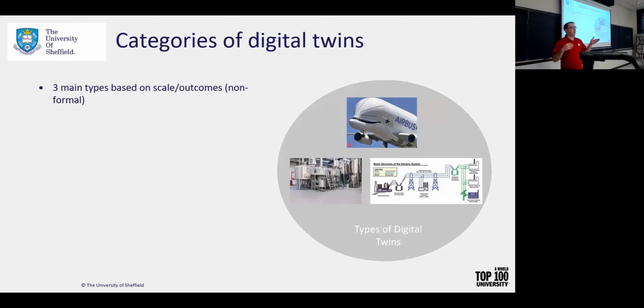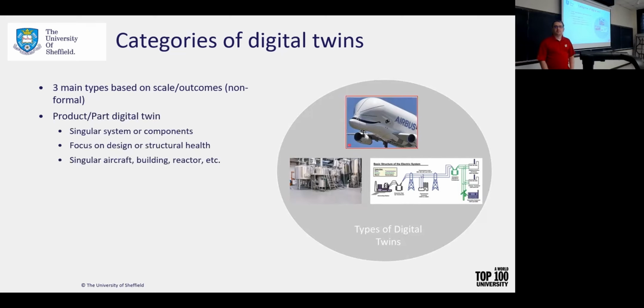So as I kind of mentioned before, there's multiple ways of thinking about digital twins. One of the first things I did when I started learning about digital twins is I looked through the literature and came up with some categorizations of digital twins. Depending on who you ask, sometimes there's 4, sometimes there's 3, but typically there's about 3 main types of digital twins. And it's primarily based on the scale or the outcomes desired of the digital twin itself.